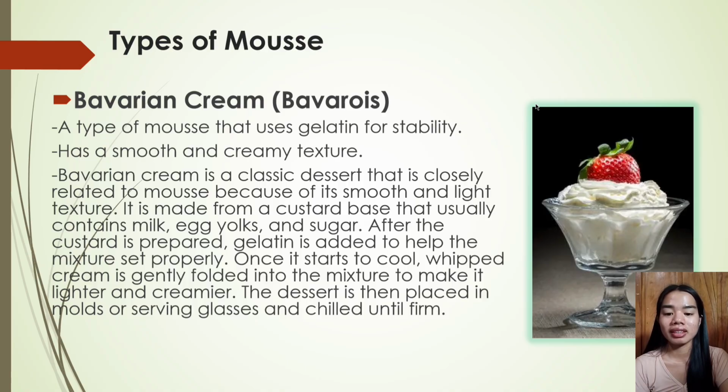So Bavarian cream is a classic dessert that is closely related to mousse because of its smooth and light texture. It is made from a custard base that usually contains milk, egg yolks, and sugar. After the custard is prepared, gelatin is added to help the mixture set properly. Once it starts to cool, whipped cream is gently folded into the mixture to make it lighter and creamier. The dessert is then placed in molds or serving glasses and chilled until firm. Yan po yung mousse na ginagawa nila sa Bavarian cream.